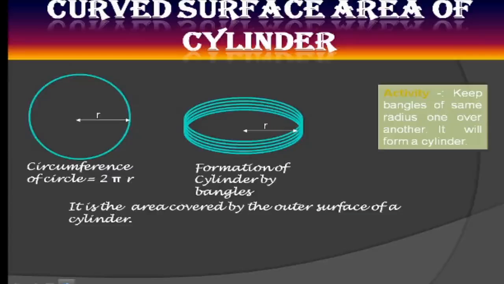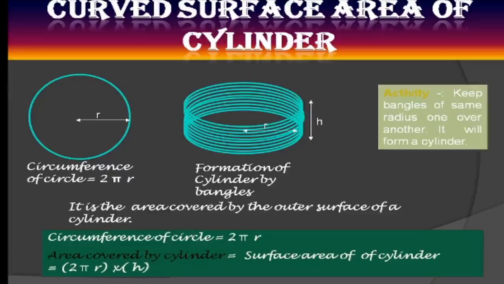Here you can see an activity to form a cylinder using bangles. Keep bangles of the same radius one over another, and it will form a cylinder. So in the figure you can see the cylinder with height h and radius r.